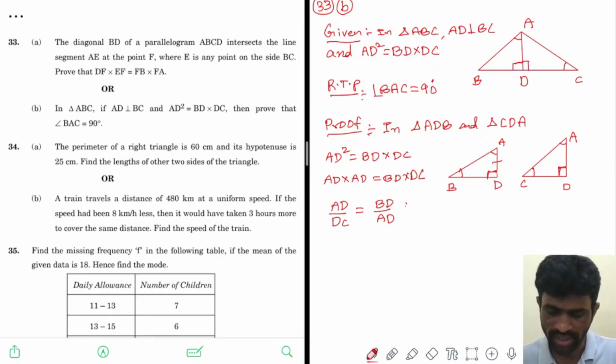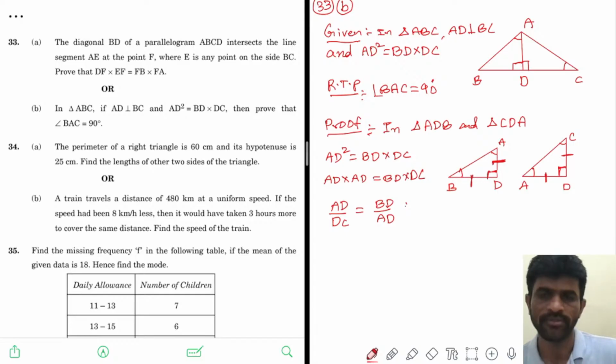Once we observe these two triangles now, we got AD by DC, AD by DC, this one. I took the points wrong here. This should be C here, this should be A, then you get it correct. We get AD by CD is equal to BD by AD. Observe, AD by CD is equal to BD by AD, that is one point.